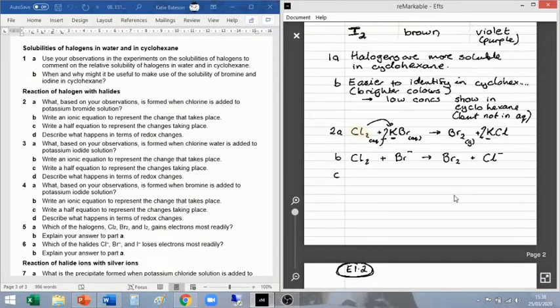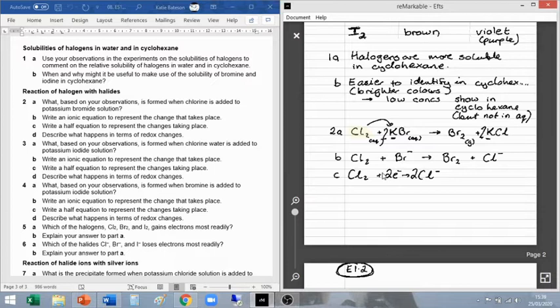C, half equation to represent the changes taking place. It's just taking this equation and breaking it down one step further. So let's have our chlorine there becoming chloride. There's two lots of chlorine on the left hand side, but only one on the right hand side. So let's balance that first. There's two lots of minus on the right hand side, so there needs to be two lots of minus on the left hand side.